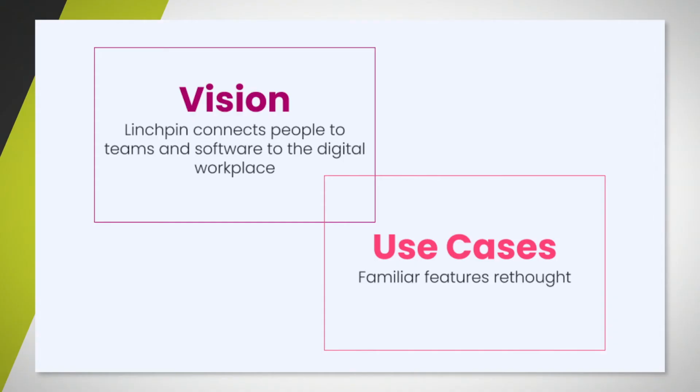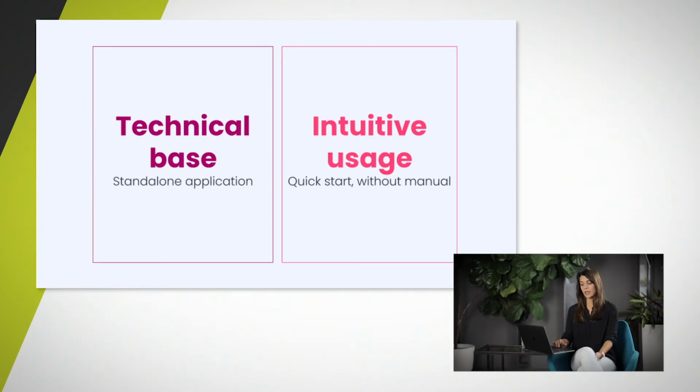Now, let's switch to Linchpin Cloud. With Linchpin Cloud, we want to think of existing features in a new way. But what actually is the difference? On a technical level, Linchpin Cloud is a standalone solution. It is not connected to Confluence. It can be used without it, but it connects to Confluence, to Google or other tools. Second, it is more intuitive to use and there are less settings.